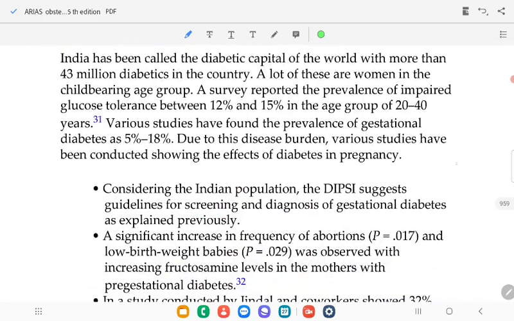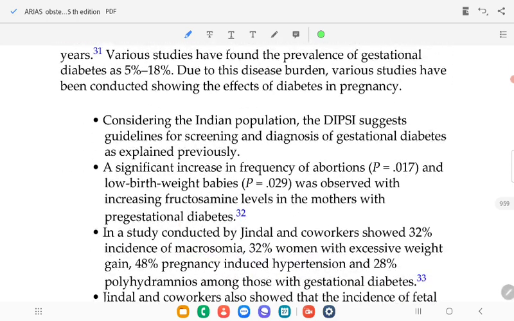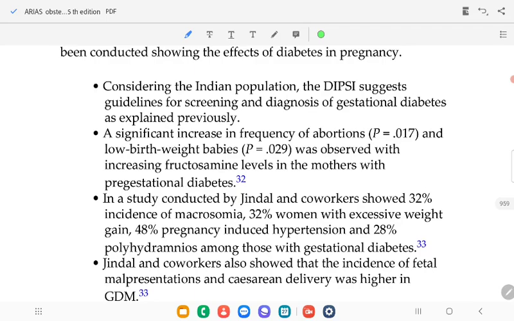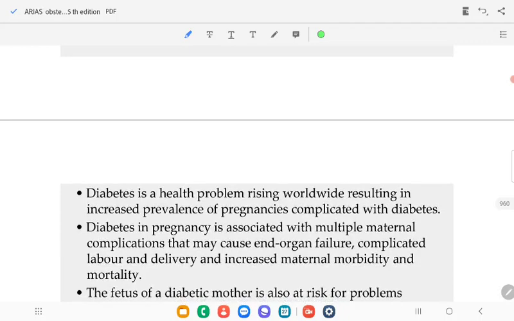Gestational diabetes in the Indian perspective. India is called the diabetic capital of the world, with more than 43 million diabetics in the country. A lot of these women are in the childbearing age. Consider the Indian population guidelines for screening and diagnosis, explained previously. There is a significantly increased risk of abortion. Important point.